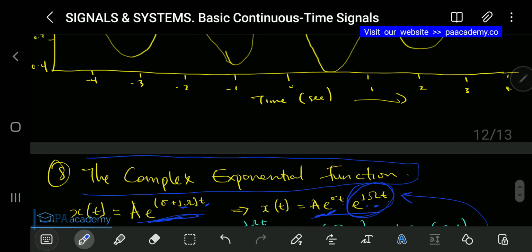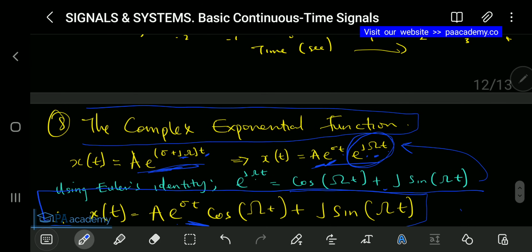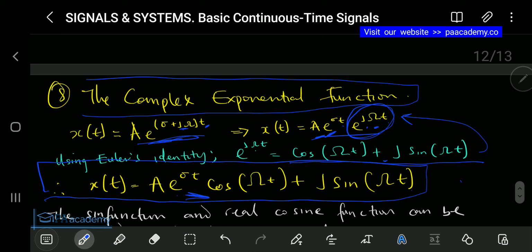So that is it on basic continuous time signals. So this is the second part. Like I said, if you missed the first part, kindly check the playlist on signals and systems. And if you have any question or any doubt, do not hesitate to drop it in the comment section below.